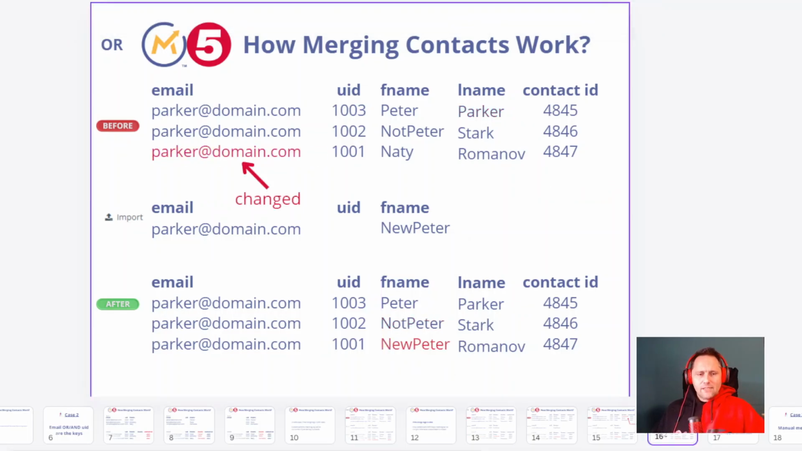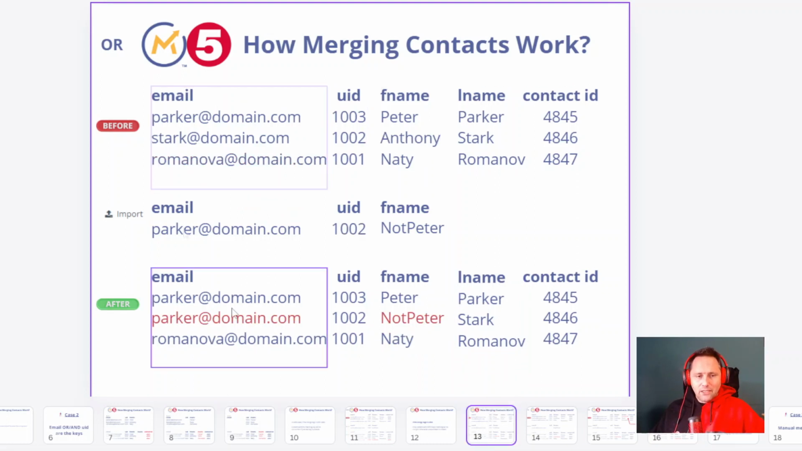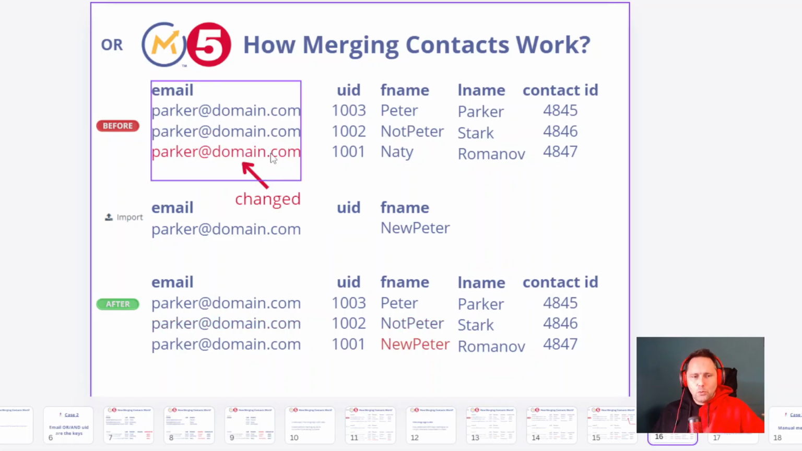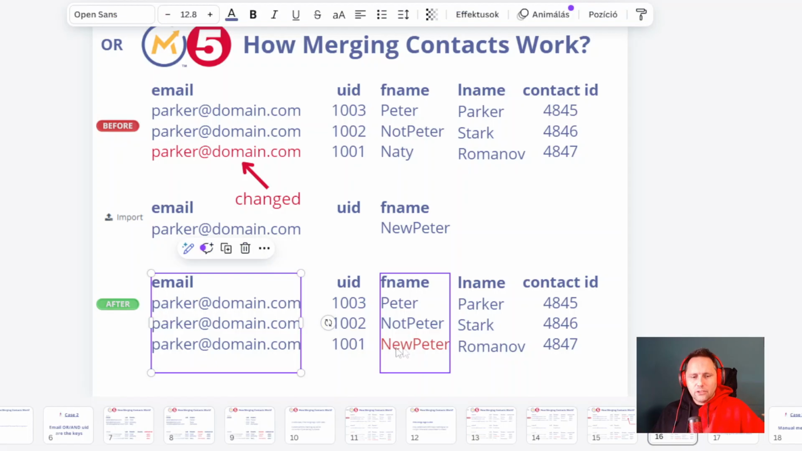Okay, so let's do one more test. I went into the system to the very beginning of this test, and I changed the third one as well. So from now on, Natalia Romanov will have the highest ID. I imported again, and that confirmed my theory that the contact with the highest ID will be merged if we have multiple emails in the system and the by key version.